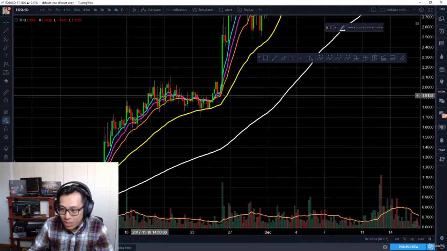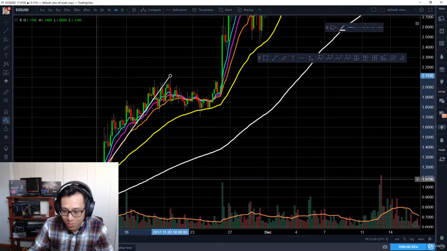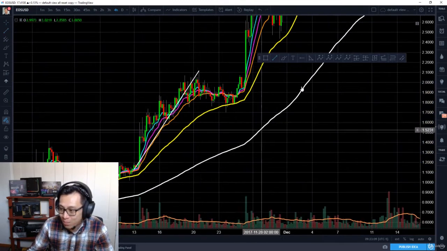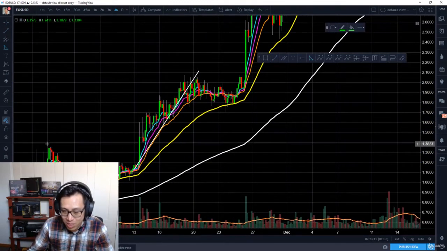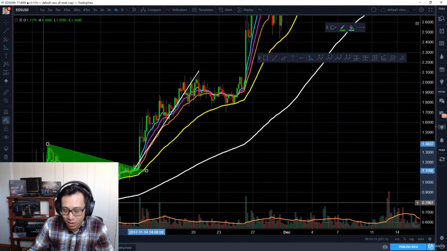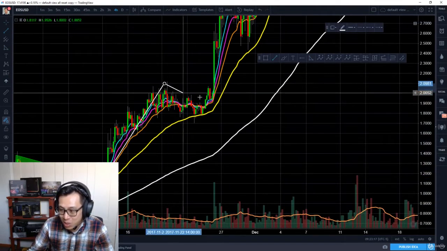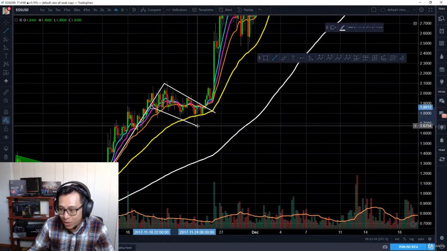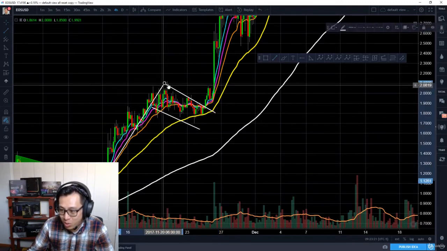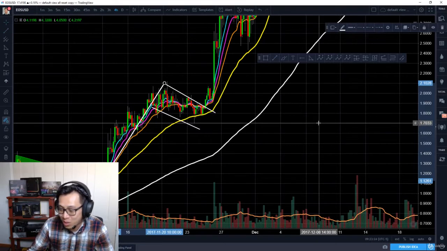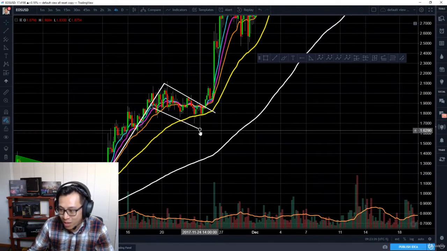So you got a really nice flag in here. That pretty much makes a flagpole. It broke out right here from the symmetric triangle first. It broke out right there. And then what we're actually getting is that exact same type of flagpole that I was illustrating for you guys earlier. Do you see it right here? Isn't that crazy?